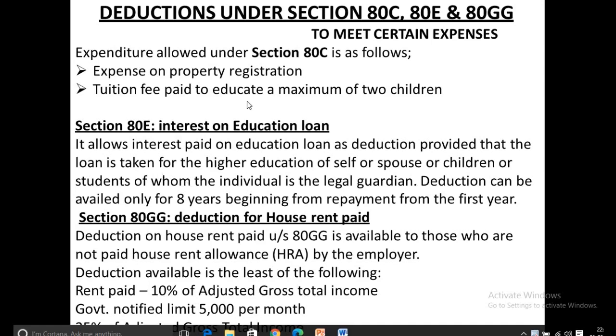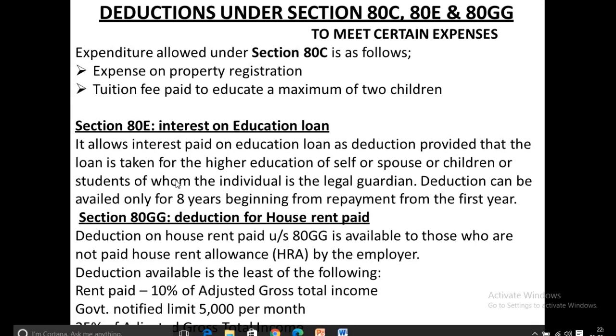We have seen the 80C category is for particular expenditures like expenses on property registration and tuition fees paid for education for a maximum of 2 children. Then 80E category is for interest on education loan. If the assessee has taken any loan for higher education of self, spouse or children, any interest paid on such education loan will be allowed as deduction under section 80E. The entire amount of interest will be deductible.